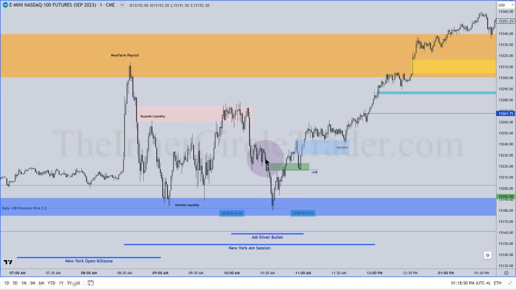There is a silver bullet entry in here. There is a silver bullet entry in here during the AM session silver bullet time window. Trades down to consequent encroachment of the bullish propulsion block on the daily chart, and it's also consequent encroachment of the hourly fair value. Got this shaded in blue. Notice that? Then we rally a little bit. Short-term high, we pierce that.